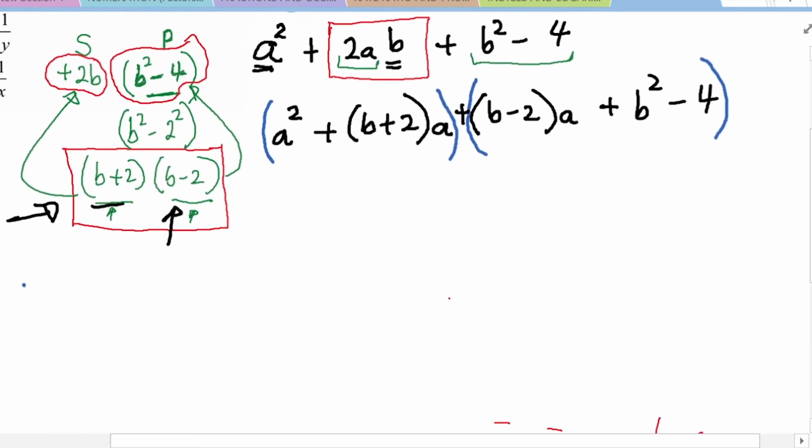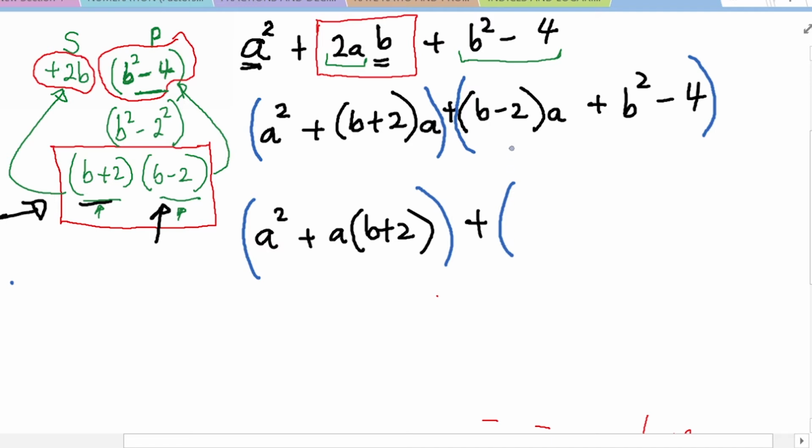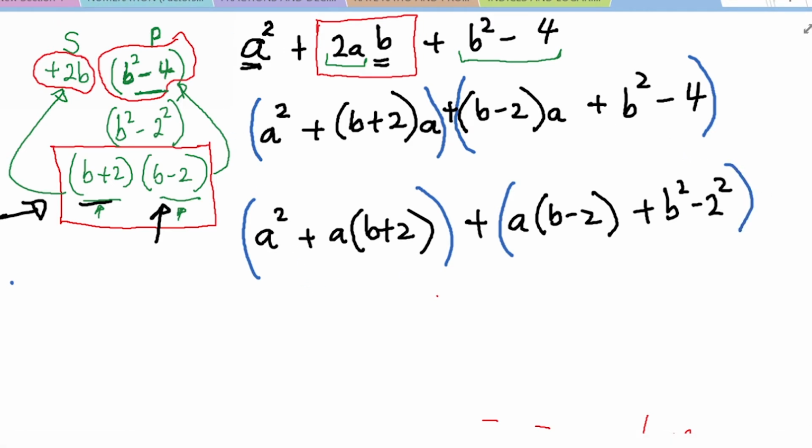Let's continue. So from there, what we have is a squared plus, okay, let's first maintain this. Let's put a outside the brackets there into b plus 2. This is what this is about. Then we have plus, then the other bracket. Let's try and simplify things in the brackets here for this other number. This is like a into b minus 2. Then that is going to become plus. Now b squared minus 4, remember, is the same as saying b squared minus 2 squared. I'm still trying to simplify the things in the second bracket.